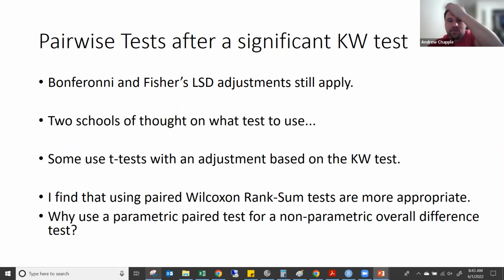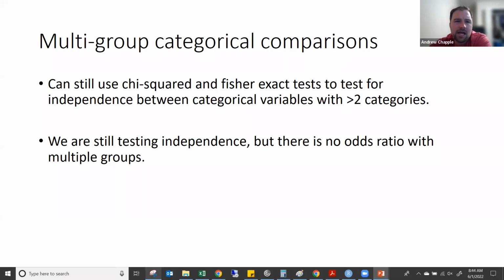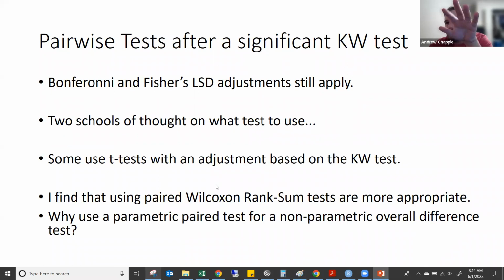Pairwise comparisons, I can still do either a Bonferroni adjustment, or I can just ignore that adjustment, take the type 1 error increase and use Fisher's least significant difference. There are two schools of thought on what to use for a non-parametric test. Some people use t-tests with an adjustment based on the Kruskal-Wallis. To me, I think it's more appropriate to use a Wilcoxon rank sum test, because if you're doing a non-parametric test for overall differences, it probably makes sense to do a non-parametric test for pairwise differences afterwards. So you can just do a pairwise comparison of each set of cities.